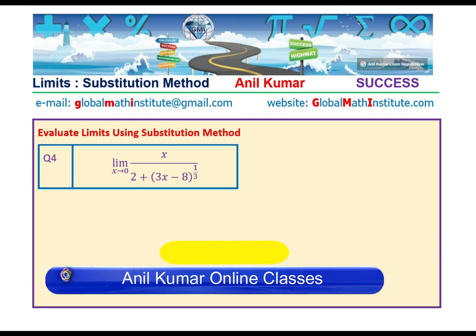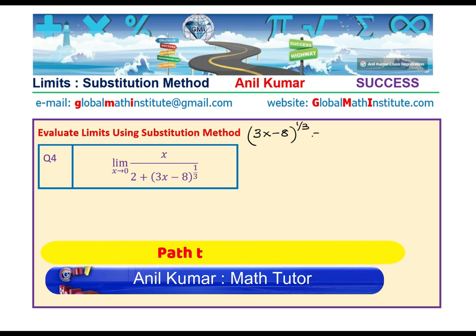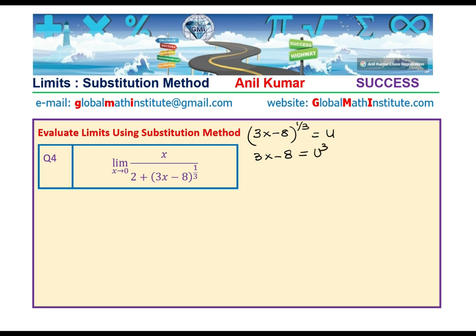We'll go with the substitution, which is the cube root of 3x minus 8, that is the power of 1 over 3, is equal to u. Or 3x minus 8 equals u cube. 3x equals u cube plus 8. X is equal to 1/3 of u cube plus 8. So that is the first part.